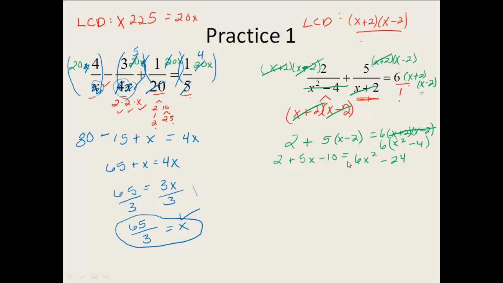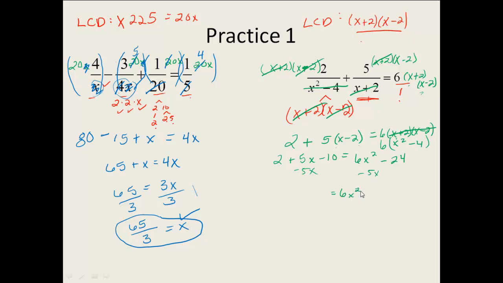Now this one, I've noticed I've got x squareds and just a plain x, so I'm going to probably have to use factoring or the quadratic formula to solve this. But before I do that, I need to get everything to the same side. So I'm going to subtract the 5x from both sides because I want my x squared term to stay positive.